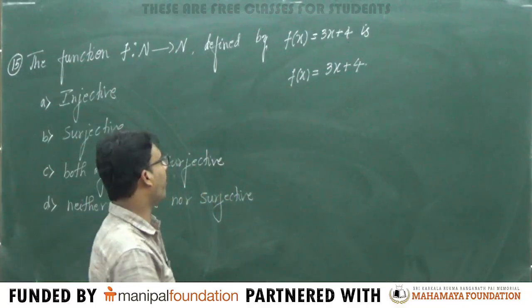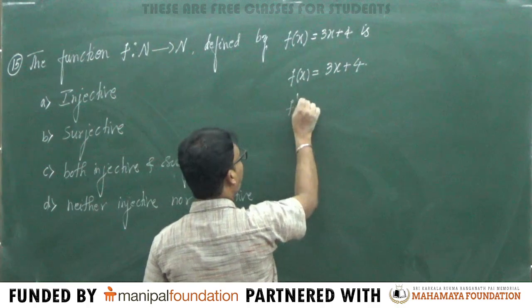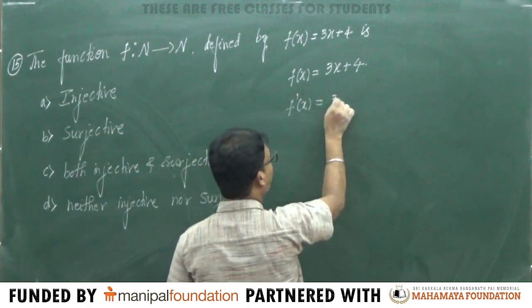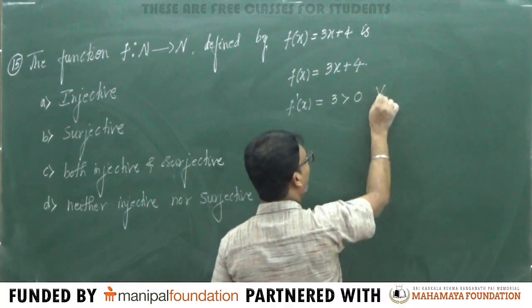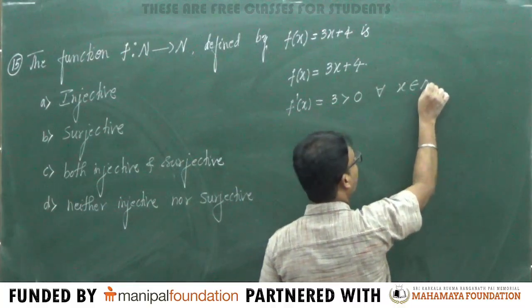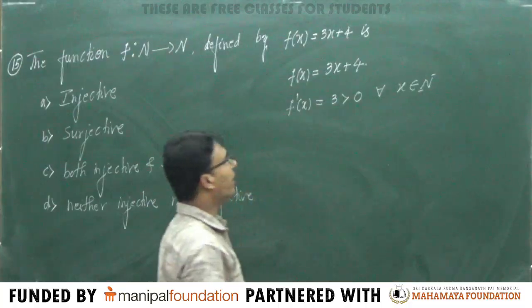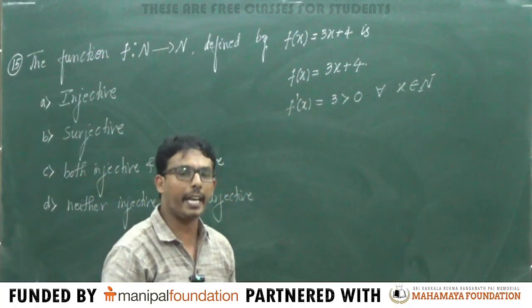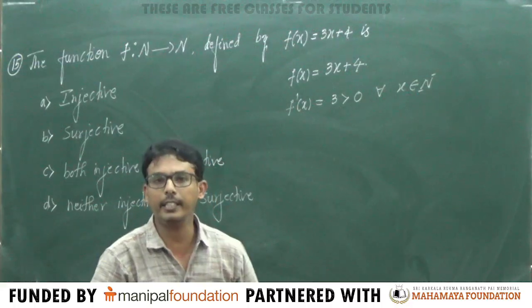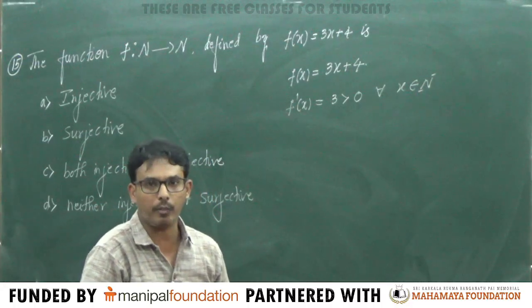So find the derivative of the given function. The value of f dash of x is equal to 3. It is strictly greater than 0 for each value of x present in the set of natural numbers. Therefore, the given function is an injective function. It is a one-one function.